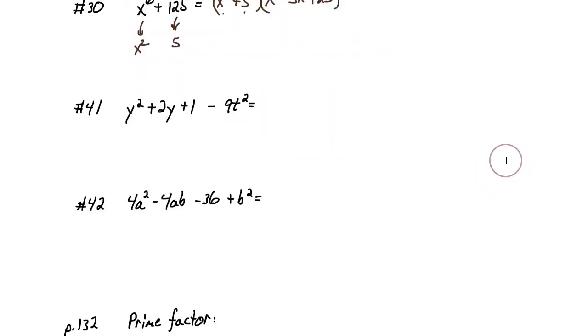Number 41 has 4 terms. So I'm thinking grouping. If I group just the first two together, I can factor out a y, and I get y times y plus 2. But when I group these together and factor it, I'm not going to have anything that matches either the y or the y plus 2. So grouping in that way will not get me a common factor. So let's group it as a trinomial followed by the monomial.